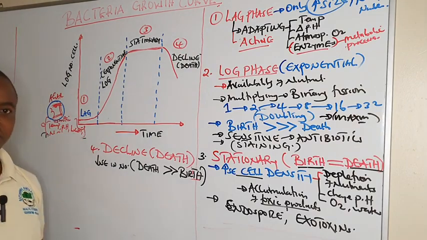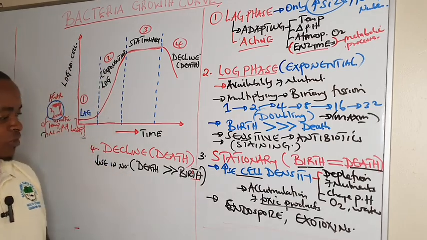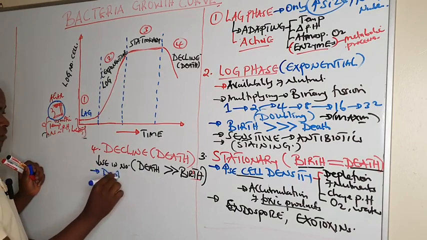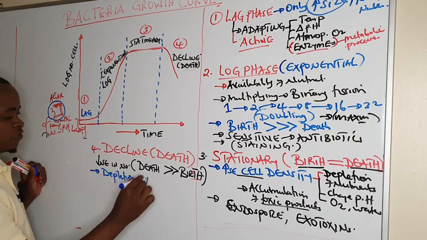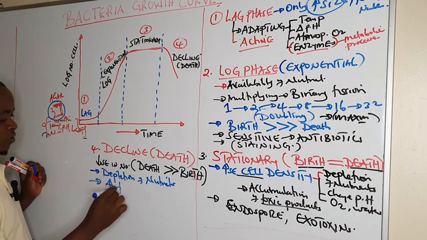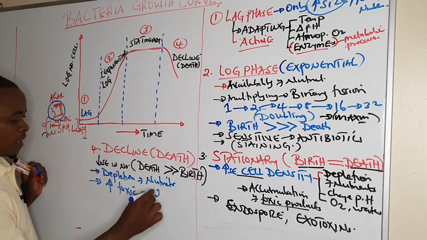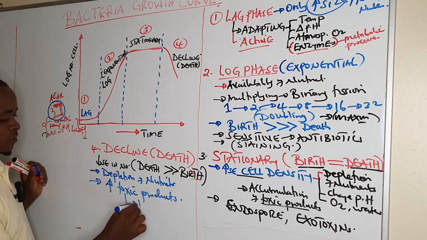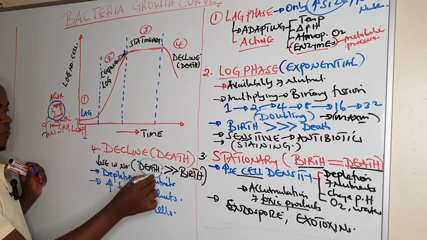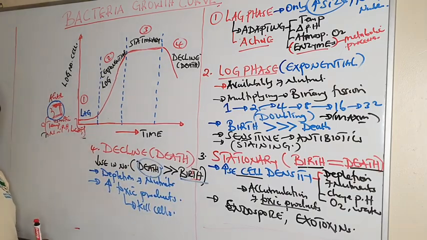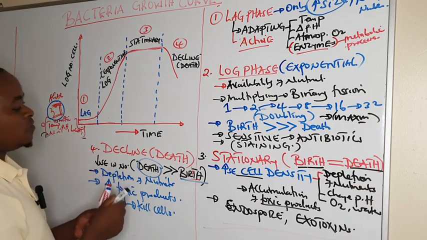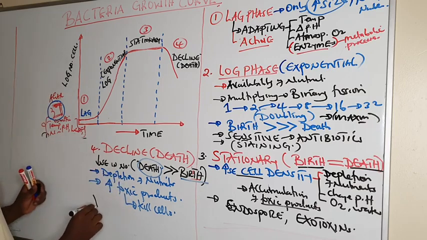And you can ask yourself, what is causing the number of bacteria to decrease? What is causing much death? It is due, of course, to complete depletion of nutrients, and continuous accumulation of toxic metabolic products. And these toxic metabolic products kill the bacterial cells, hence leading to the number of deaths greater than birth rate.